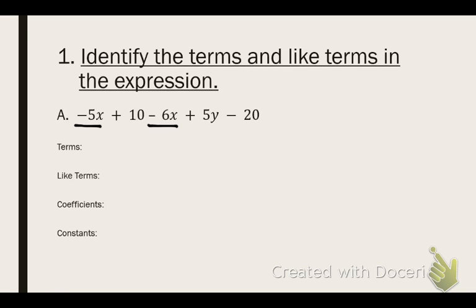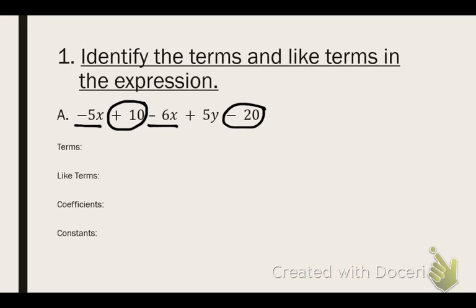I see a 10 here. Do you see anything else that would be in the constant family, the number that stands by itself? Negative 20. Now the last one that you'll see here is 5y. Are there any other terms similar to 5y? Nope, it's by itself, so we're just going to leave it alone. So now let's go ahead and separate it out. Let's talk about the terms that we see there.